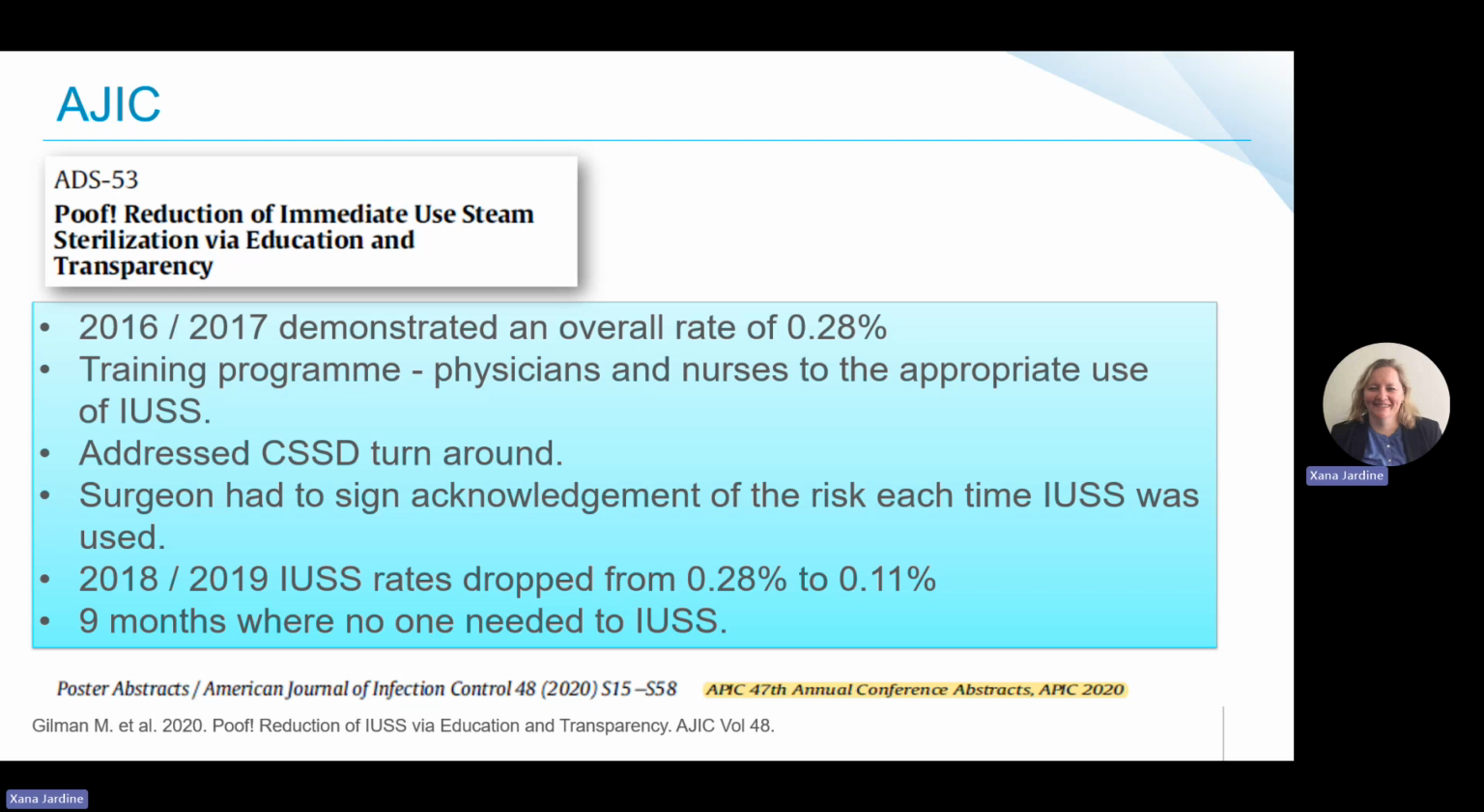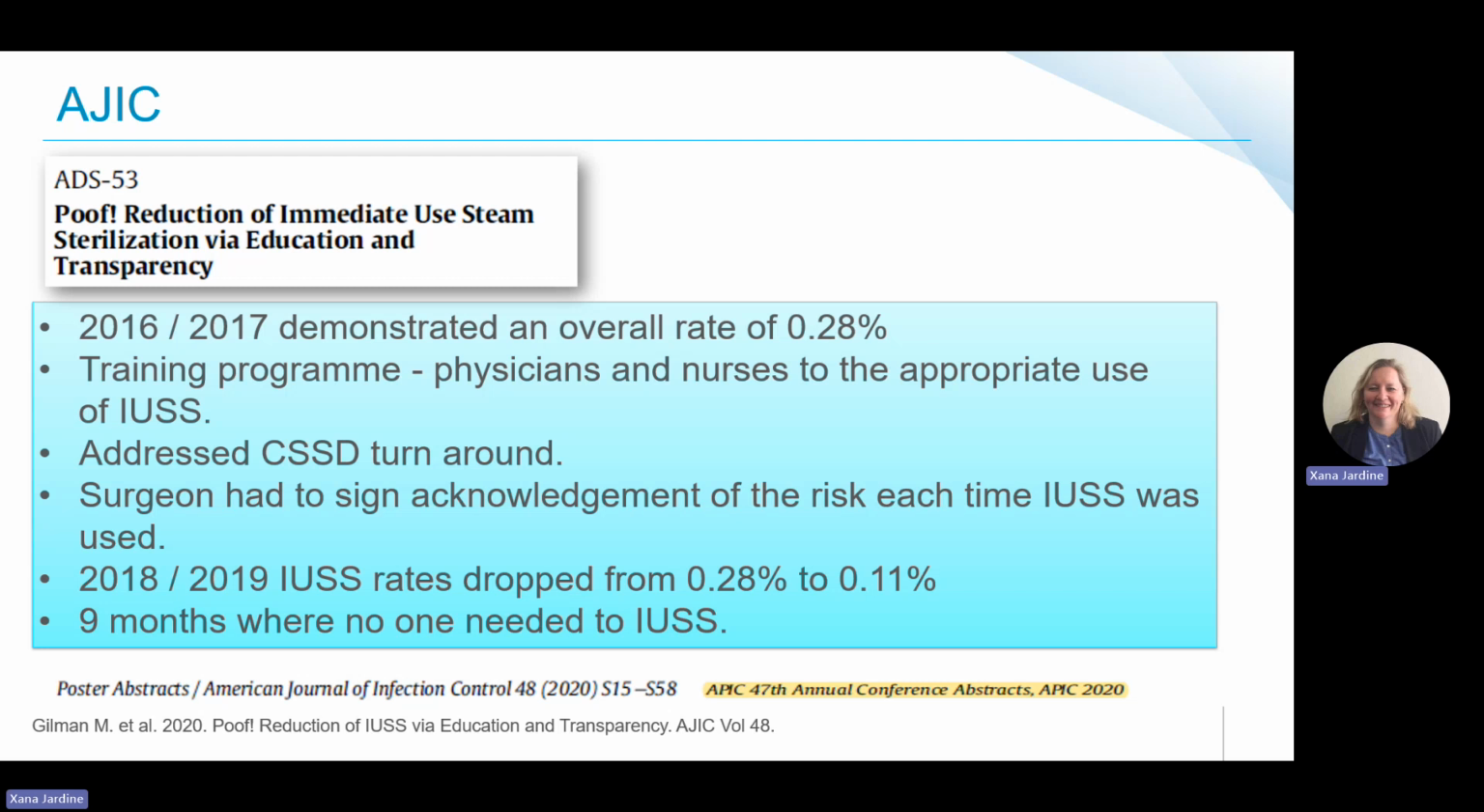So they had a look at how often they use immediate use steam sterilization. They put into place a training program, and that training program included teaching physicians and nurses. They looked at some of their circumstances in the CSSD to see what they could do to improve the turnaround time, and sometimes some of this relates to trust. They then made the surgeon sign to acknowledge the risk each time immediate use steam sterilization was used. There are a number of things I think about when I read that. For example, do our doctors ever know that we used immediate use? Probably not. But it's quite important that we share it with them because there's a risk associated with it.